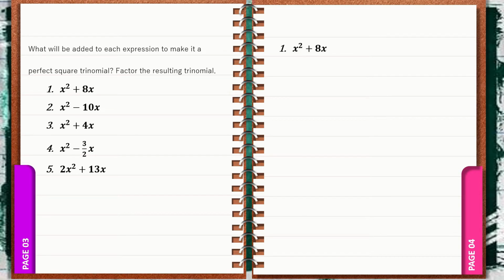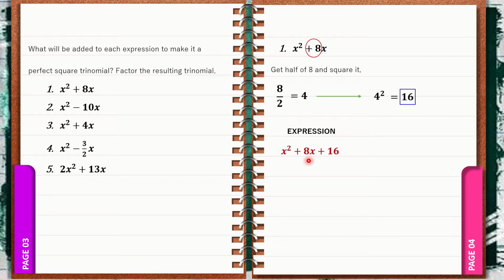Going back to concept number 3, we need to get half of the coefficient of x. This time, it is positive 8. Then, get half of positive 8 and square it. So we have 8 over 2 is equal to positive 4. Next, we need to get the square of 4, which is 16. Now that we have 16, we need to add that to our expression. So we have our new expression, x squared plus 8x plus 16.